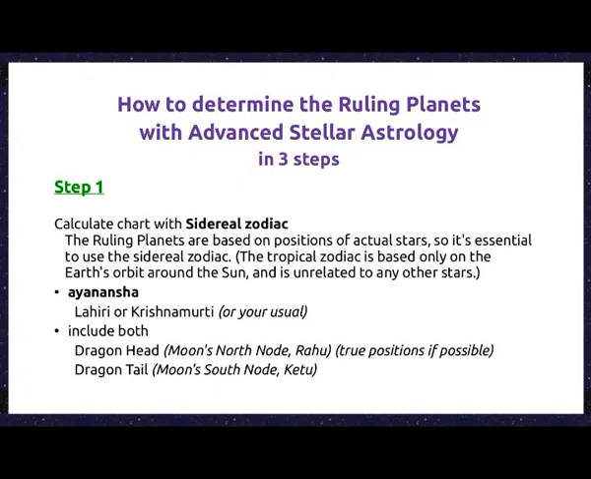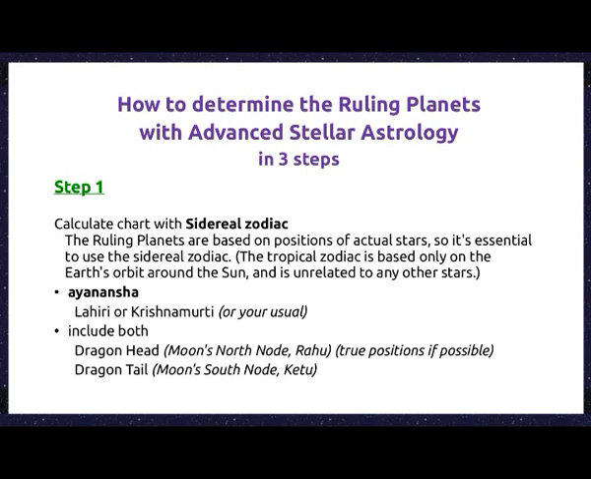First of all, you need to calculate the chart with the sidereal zodiac. This is very important because the 5 ruling planets are based on positions of the stars, the actual stars in the sky. So it wouldn't have any meaning to use this method with the tropical zodiac. The tropical zodiac is based only on the Earth's orbit around the Sun. It's not related to any of the stars. So this is stellar astrology, and we need to use the sidereal zodiac.